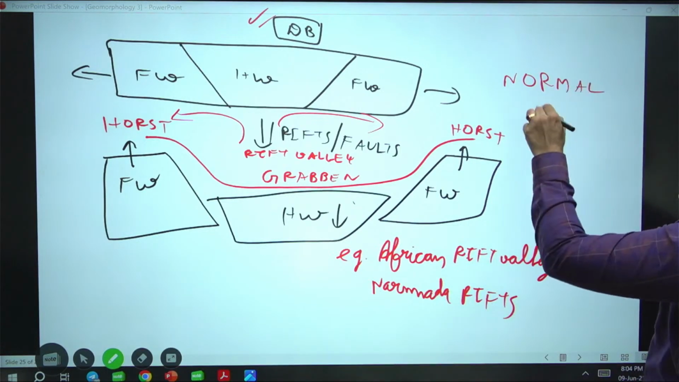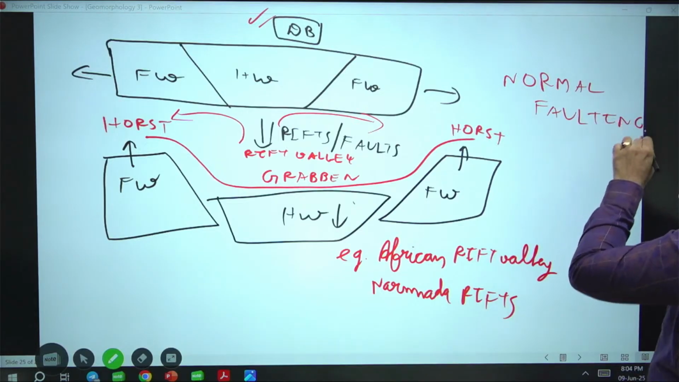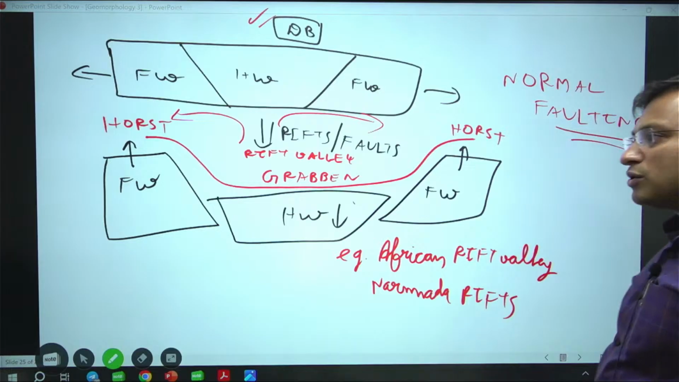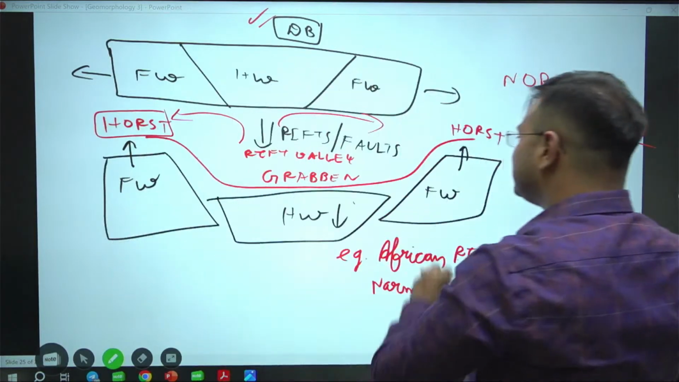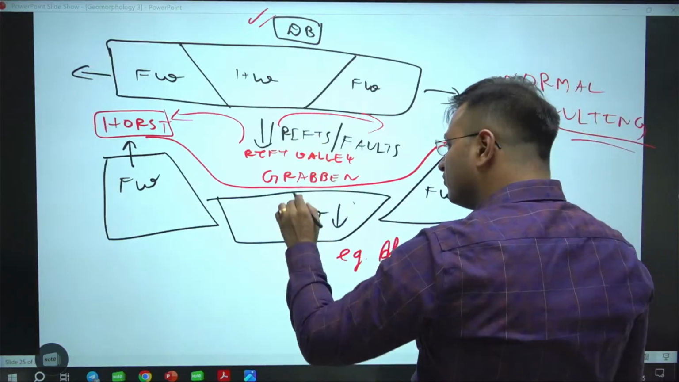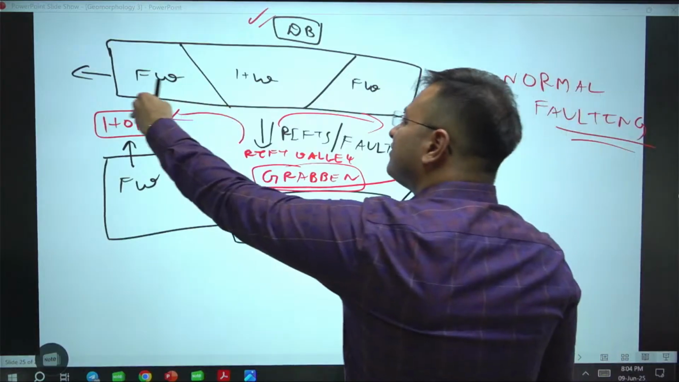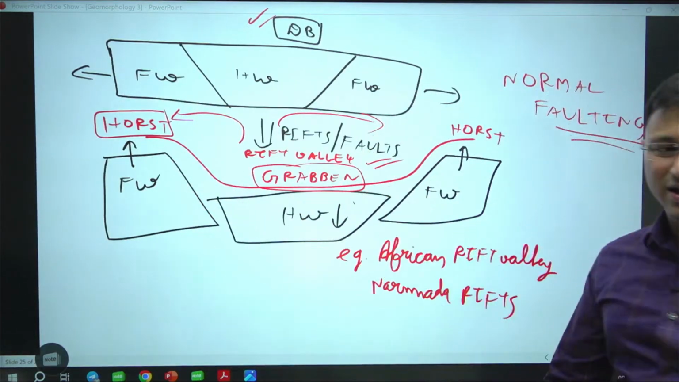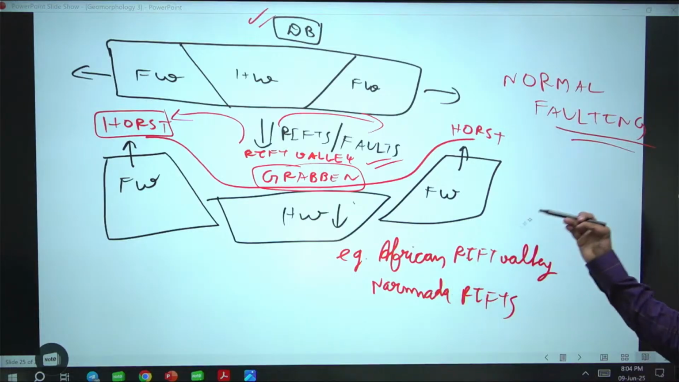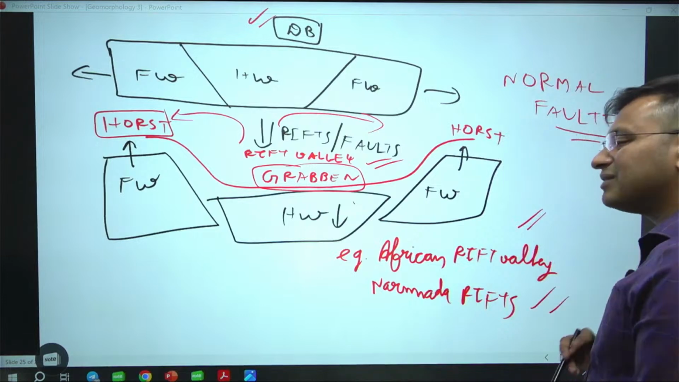Why do we call it normal faulting? Because this is typically found in nature. So the block which gets thrown above, we call it horst. And the block which gets thrown below, we call it graben. So the horst can form the block mountain and the graben can form the rift valley. For example, the Great African Rift Valley. For example, your Narmada rifts.